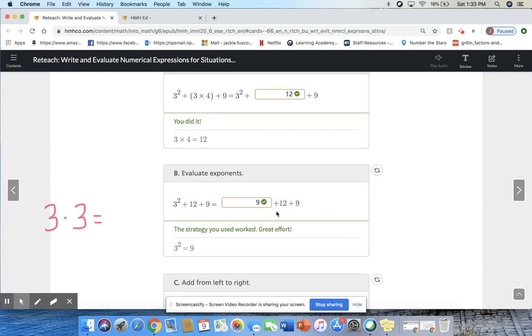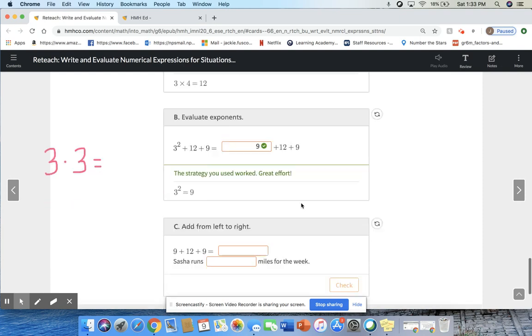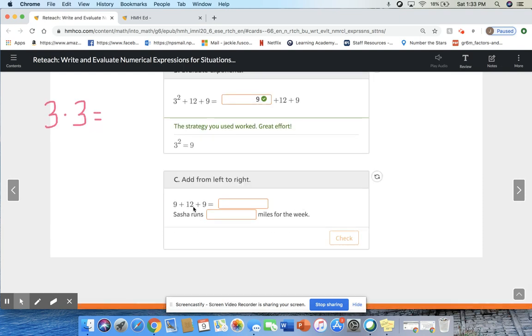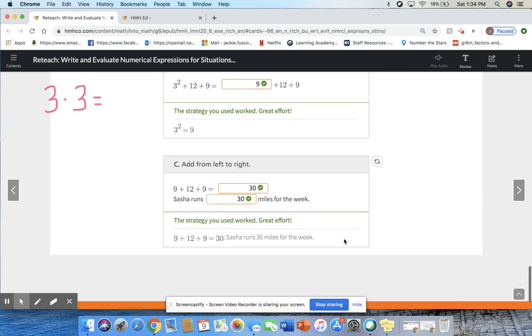And now I'm left with 9 plus 12 plus 9. And it says, let's just add them from left to right. So 9 plus 12 is 21, plus another 9 is 30. So Sasha runs 30 miles for the week.